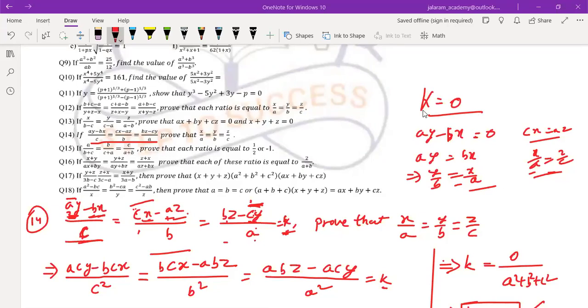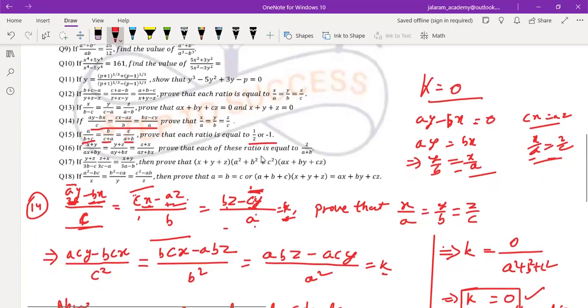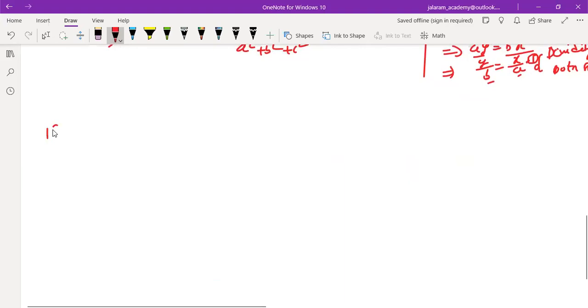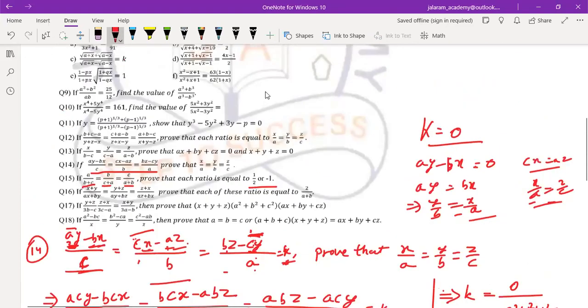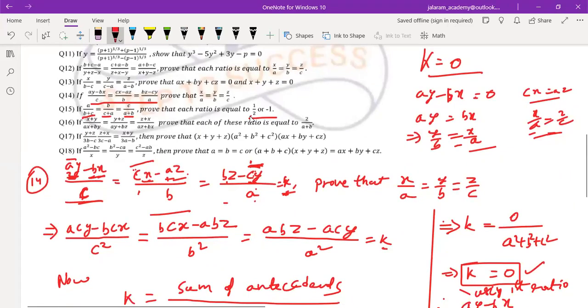So we will discuss the next question now, 15th question. If A upon B plus C equals to B upon C plus A equals to C upon A plus B, prove that each ratio is equal to half or minus 1. Half or minus 1 means we have to prove for both. Some students have thought that when they have proved that it is half, then hence proved. No. Half or minus 1 means you have to prove both.